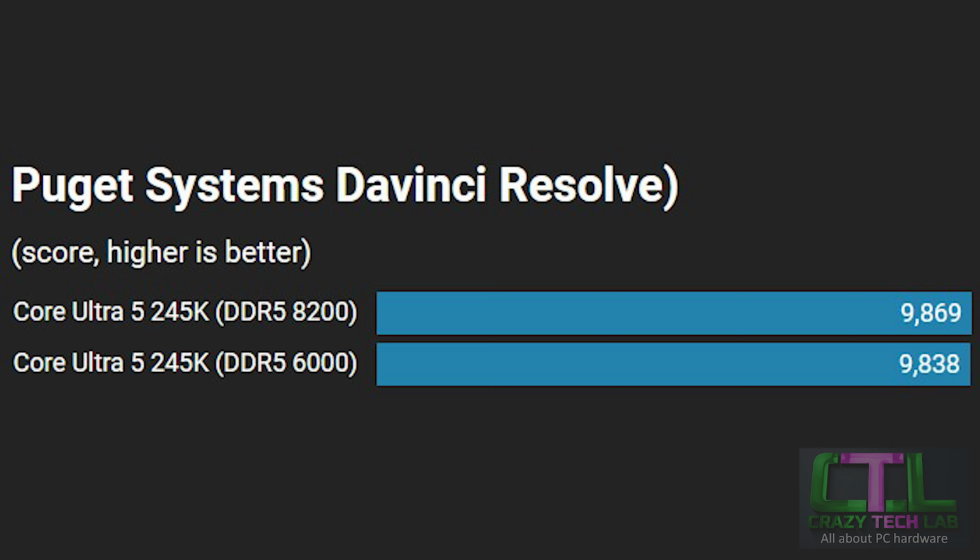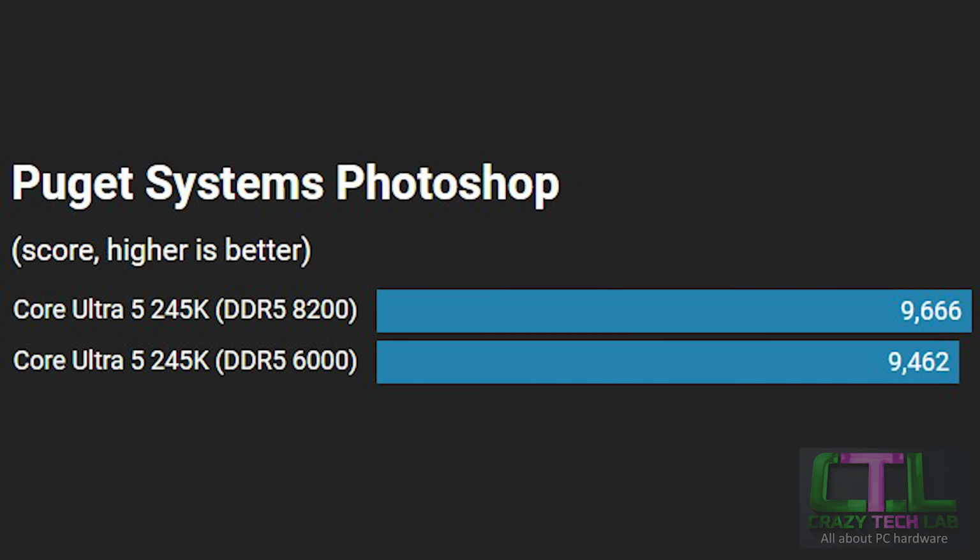Now we have a little bit of memory testing here because I wanted to just show the impact of the faster memory speed that I used in some of the benchmarks, and starting with DaVinci Resolve, we have the Core Ultra 5 245K running at both DDR5 6000 and DDR5 8200, and here in DaVinci Resolve it didn't really make that much of a difference. The next test is Photoshop, and here the score went up by about 200 points, but obviously that's not a huge amount in the overall scheme of things and probably doesn't warrant buying the faster memory speed.